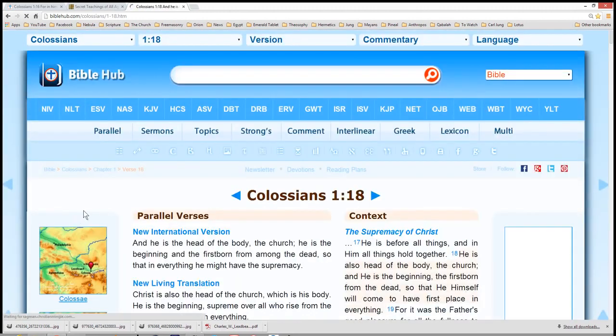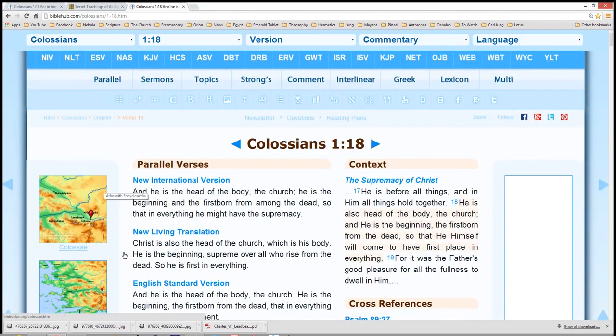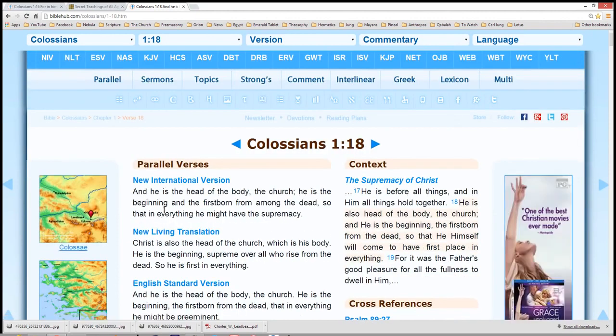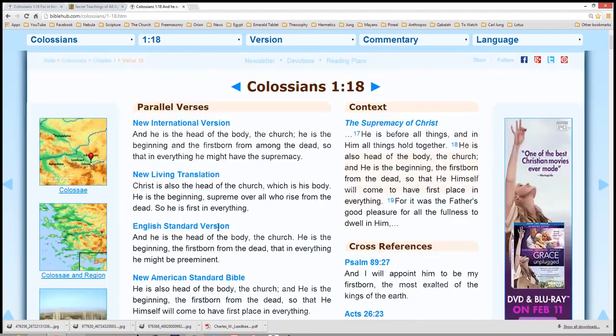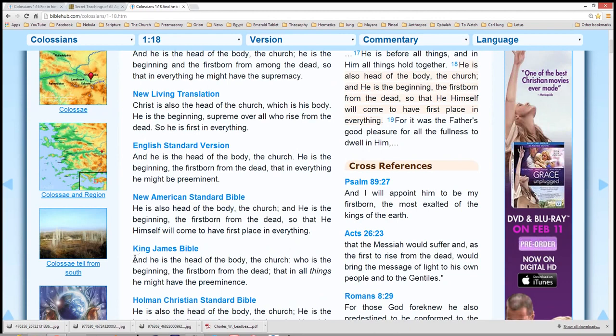One more from him. And he is the head of the body, the church. He is the beginning and the firstborn among the dead, so that in everything he might have supremacy. Down here in King James, he's the head of the body, the church. Not the church that you go to, the temple which is the body. He is the head of the body, the church, who is the beginning, the firstborn from the dead, that in all things he might have the preeminence.